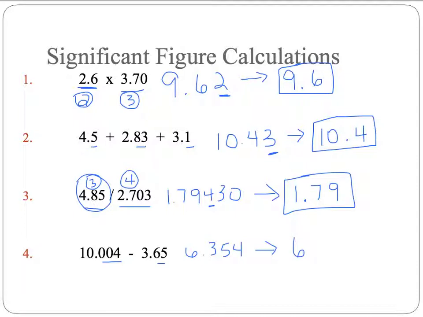So I'm going to say 6 point, and then there's 1 decimal place, and then my second one. I use the next digit to see if I'm going to round, and I'm not. I'm going to keep it 6.35.